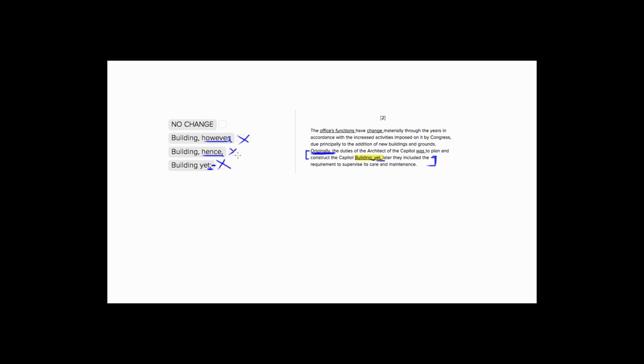The first answer is going to be the best because it avoids these weird semicolon issues we saw with choices 2 and 4. And also, yet is a good transition. It says, originally the duties were this, yet they added other duties. They completed the responsibilities of the architect. So choice 1's our answer.